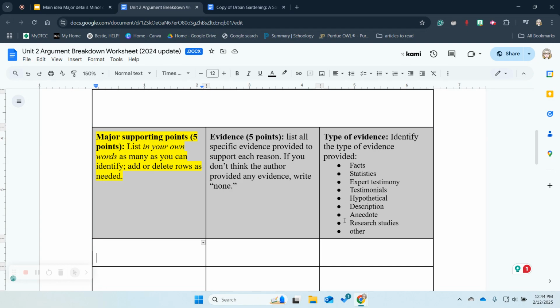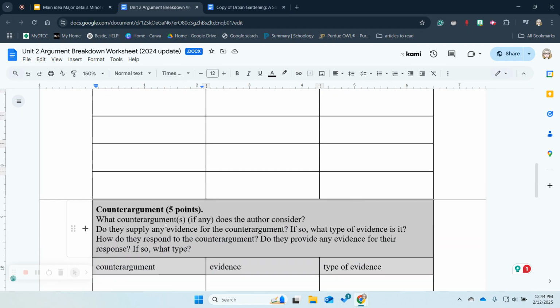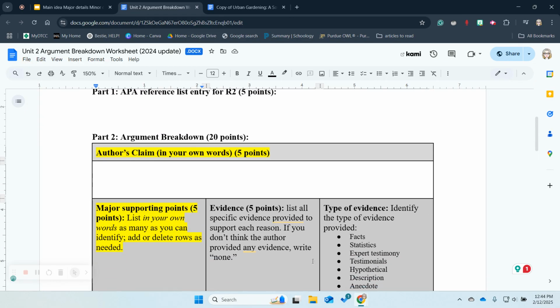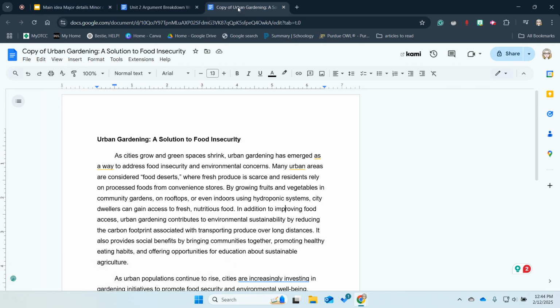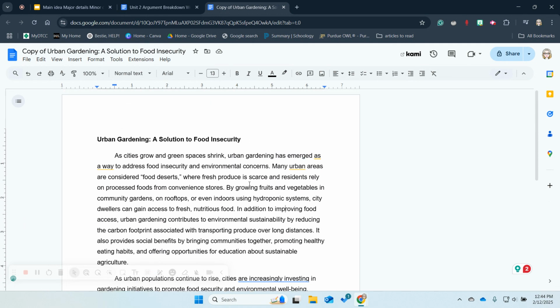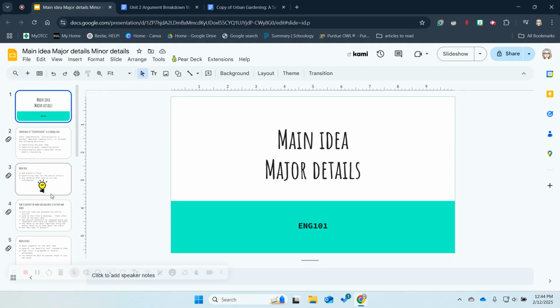The evidence, we're going to talk about that in another lesson, and the counter argument, we'll talk about that in another lesson. So let's focus on claim and major supporting points, right? So you should see in the lesson materials this little sample. It's not even an essay, it's just a couple paragraphs that I'm going to be using as an example, so you can bring that up if you want to. And let's go ahead through a little slideshow here.